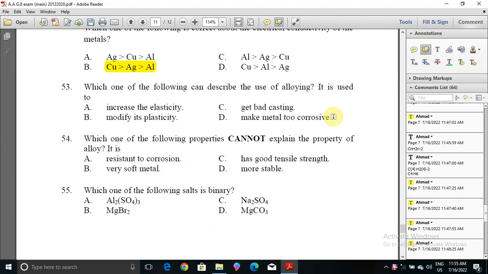Question number 53 is asking which one of the following can describe the use of alloying. It is used for increasing the elasticity, modify its plasticity, get bad casting, make metal too corrosive. The correct answer is increasing elasticity.